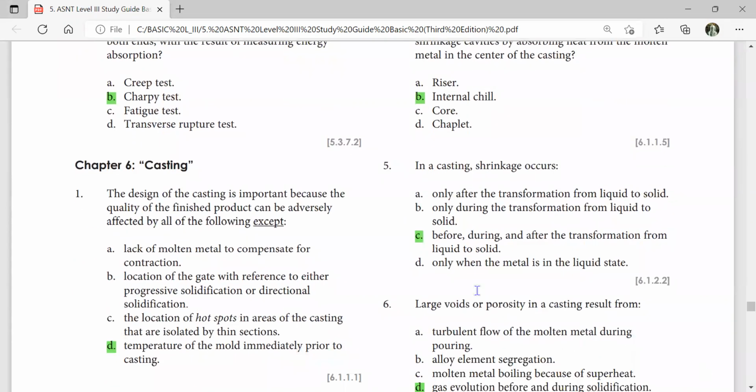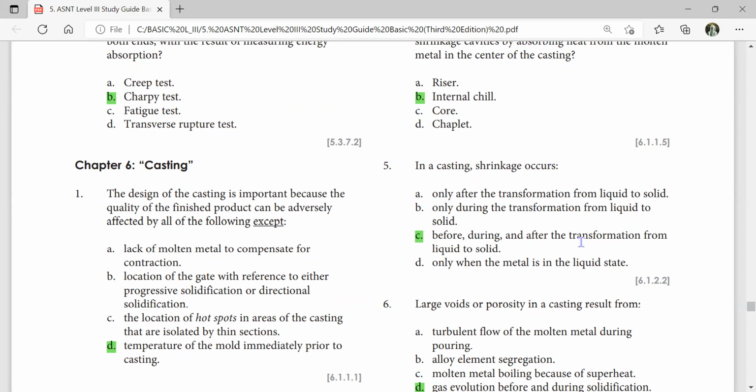The design of casting is important because the quality of the finished product can be adversely affected by all of the following except the temperature of the mold immediately prior to casting. That is except, not depend on.